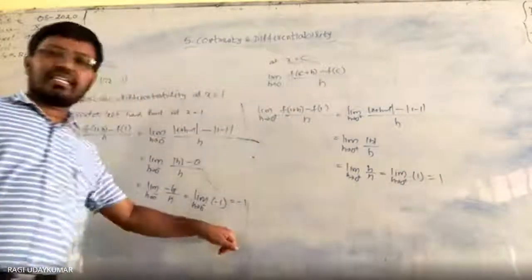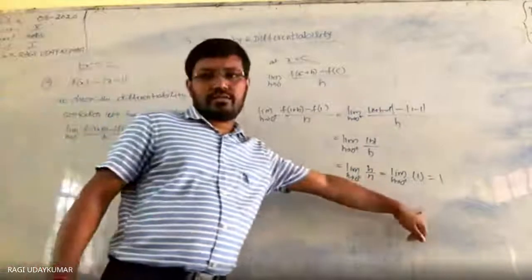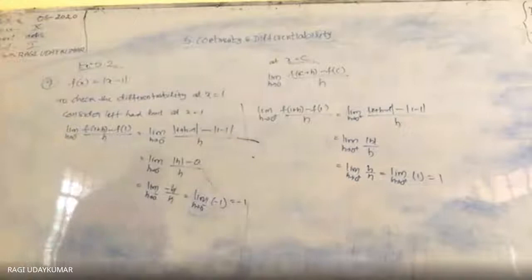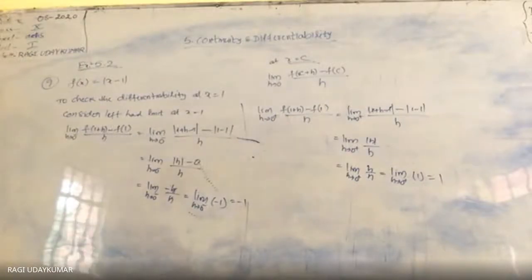Left hand limit is minus 1 and right hand limit is plus 1. So the left hand limit and right hand limit are not equal. Therefore, it is not differentiable at x equals 1.